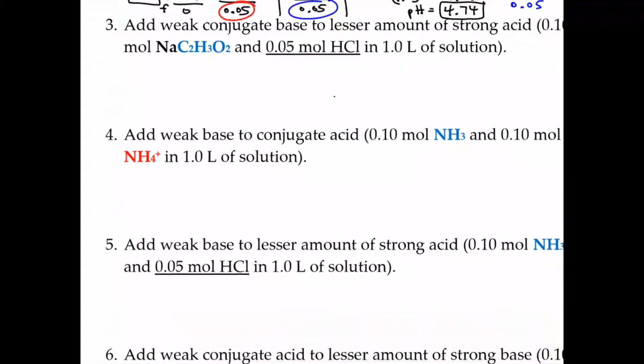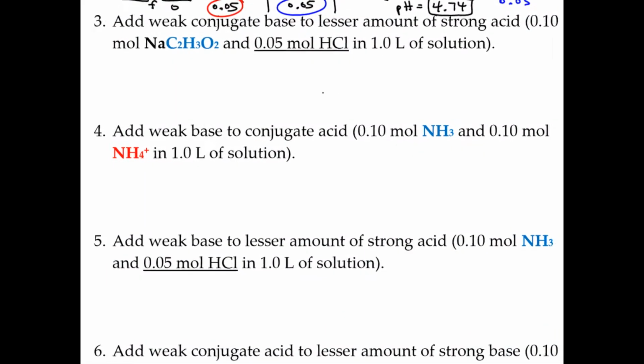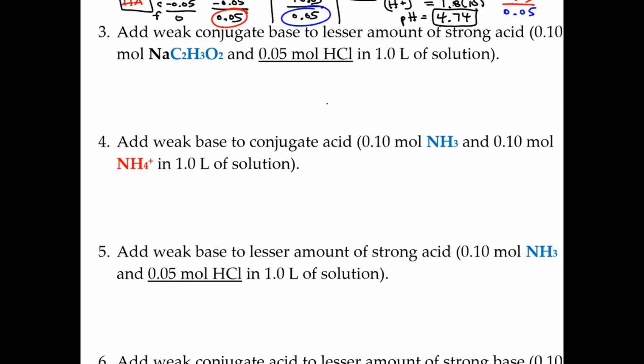We're going to add a weak conjugate base to a lesser amount of strong acid. So we have an initial beaker here, and the initial beaker has just sodium acetate. That's the A minus. So I'm going to write A minus in here, the weak conjugate base. And to this I'm going to add some HCl, H plus.